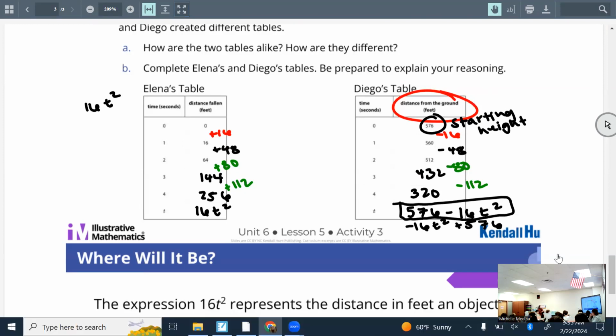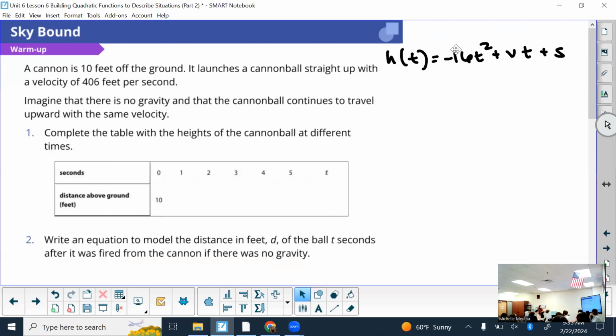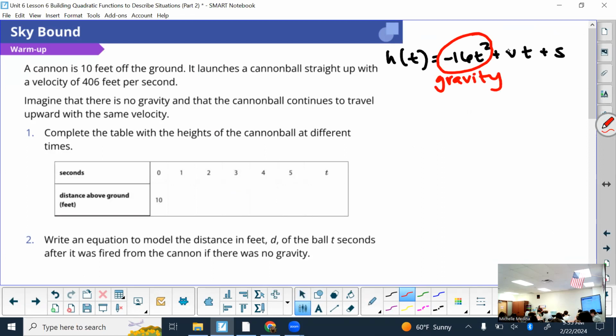So going back to your notes, I would write down that this part comes from gravity. This part, which we didn't see in the first part of this lesson on Tuesday, would be any sort of velocity. Because if I drop something versus if I launch something, that would affect the rate that it falls, right? And S stands for, which we did see in the last lesson, starting height.